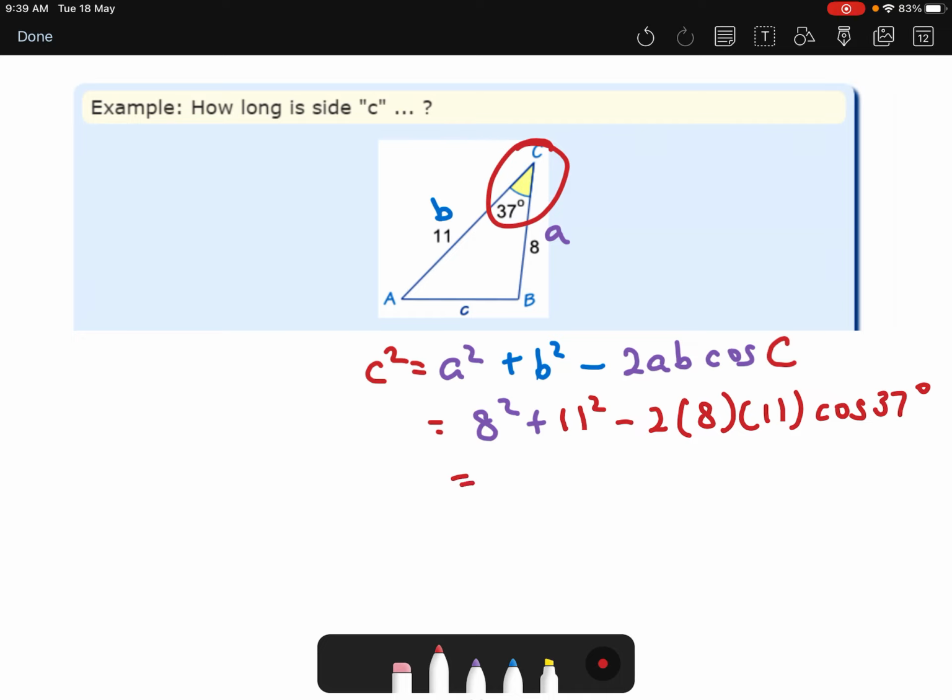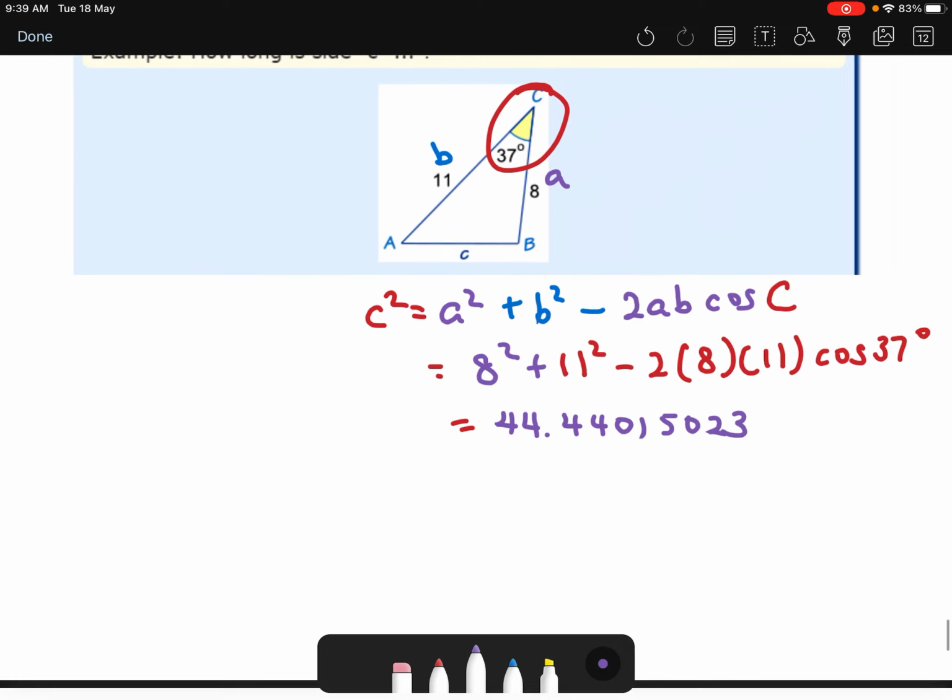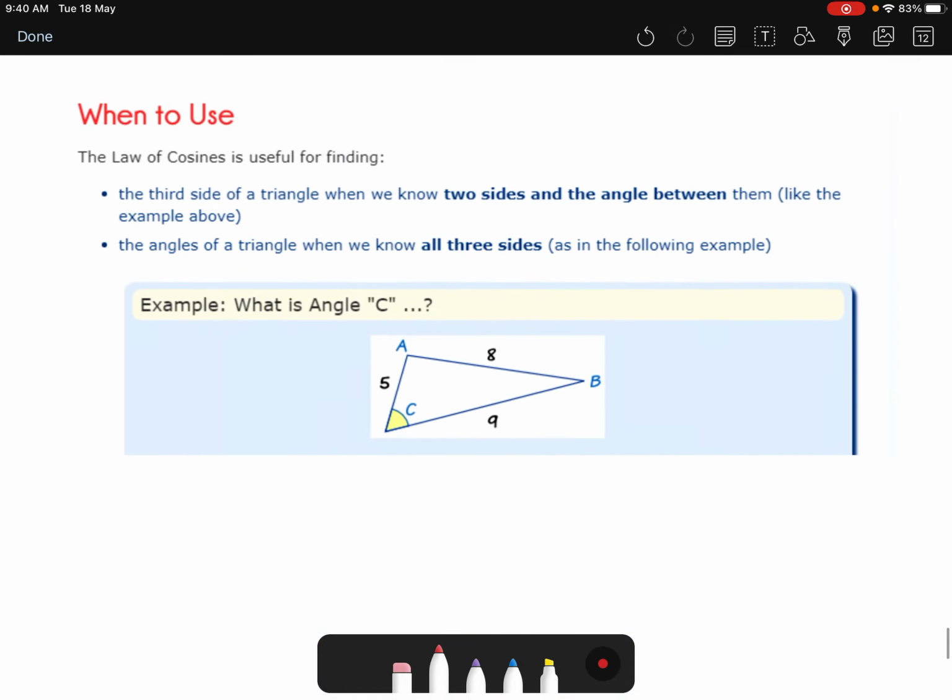Okay, so let's calculate. You should get 44.44015023. Then of course you square root both sides, because I don't want C square, I want C. So you should get 6.67.